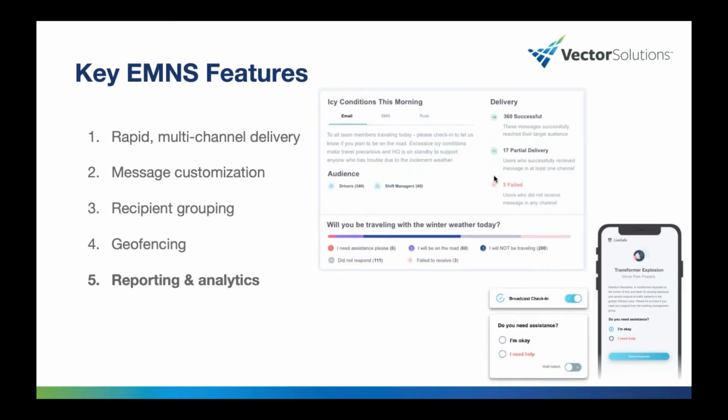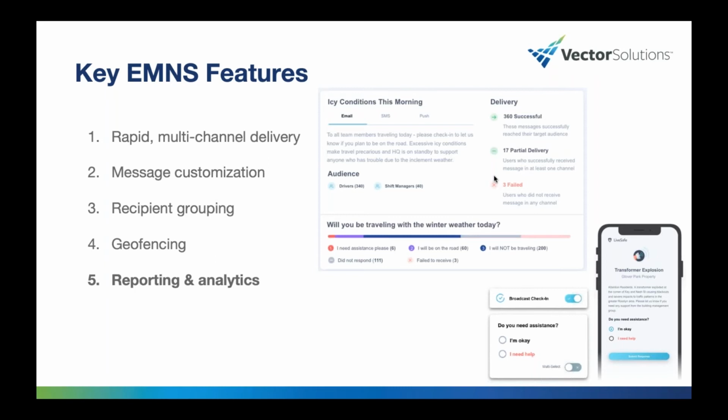And the last key EMNS platform feature I'm going to talk about is reporting and analytics, or insights into these broadcast deliveries and response. So once you've implemented one of these platforms, you really want to make sure it's reliably reaching your intended audience. So specifically, you should ask EMNS providers if they can inform you of message deliverability, message receipt, response to broadcast check-ins, and any other relevant metrics that you may need.